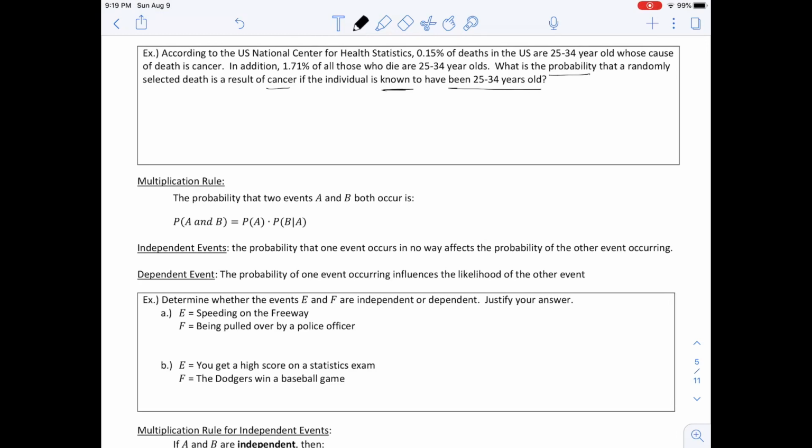So the issue with the word given is that it's not always used, but there's equivalent words that are used in English that represent given, and known is one. So if you know something, it cuts down your sample space. So for this, we want to know the probability that the selected death is going to be a result of cancer, given, or that it's known, that the person was between 25 and 34 years old.